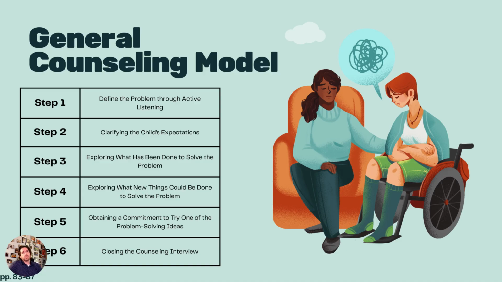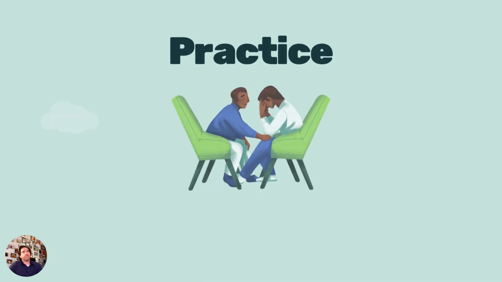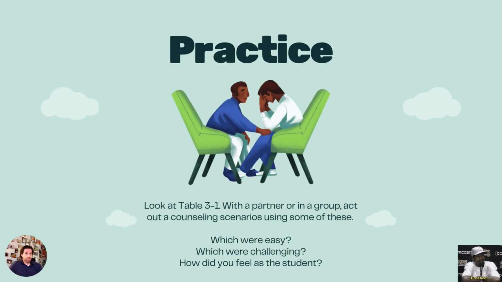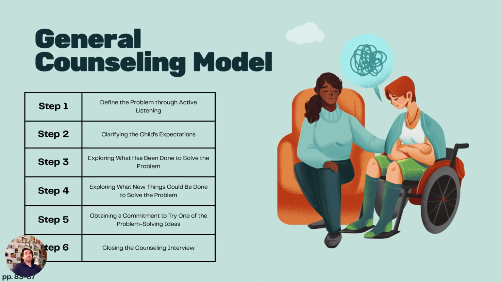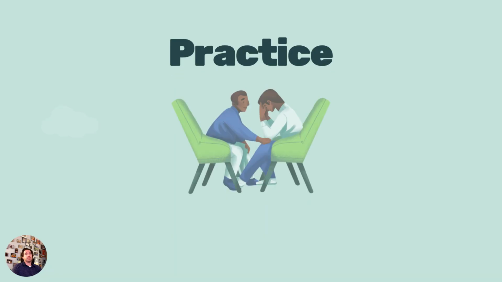And think about a situation you've had with a kid and walk through that, which is what you would do now. So you're going to pause this. We got practice. Practice, not a game. I want you to look at table 3.1 in our text. And obviously not with a partner, but by yourself. Act out a counseling scenario using some of these activities or some of these steps from the general counseling model.